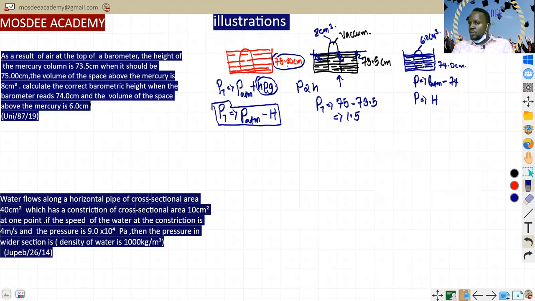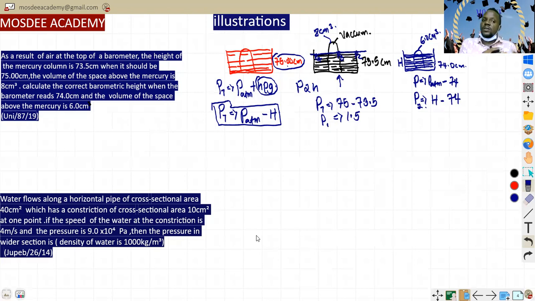So here also, as we come to this side, the atmospheric pressure, which is the height of this container, which we are asked to look for, minus what was being read here, 74. So this is the first pressure. This is the second pressure. So be careful about this type of question. This is the way you break it down.